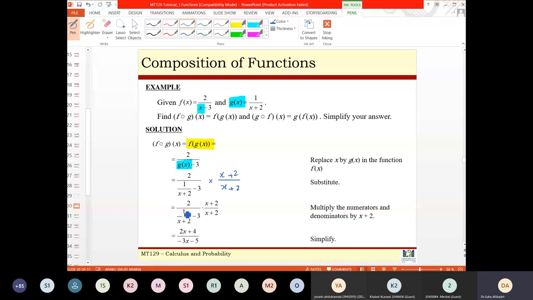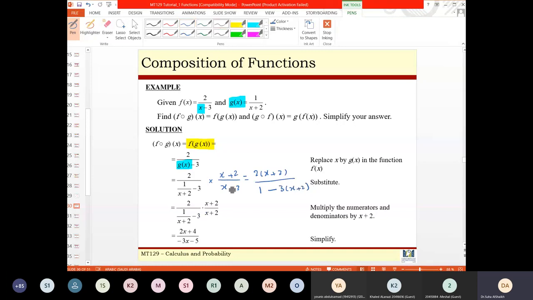x plus 2 multiplied with 2 will be 2 في x plus 2. And x plus 2 multiplied with 1 على x plus 2 will be 1, because the x plus 2 will cancel the x plus 2. But minus 3 multiplied with x plus 2.